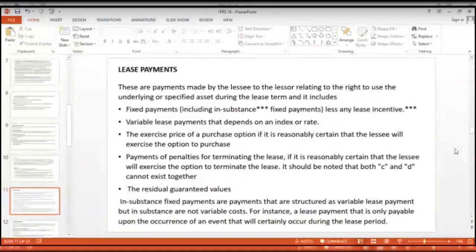So we say in substance, fixed payments are payments that are structured as variable lease payment.